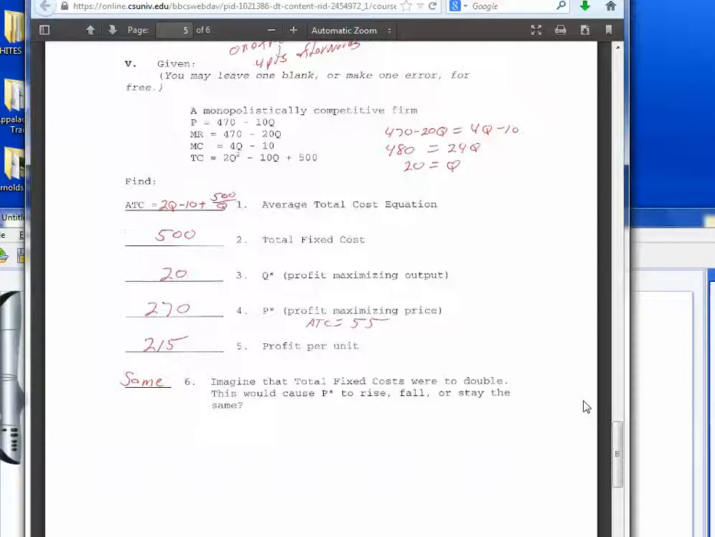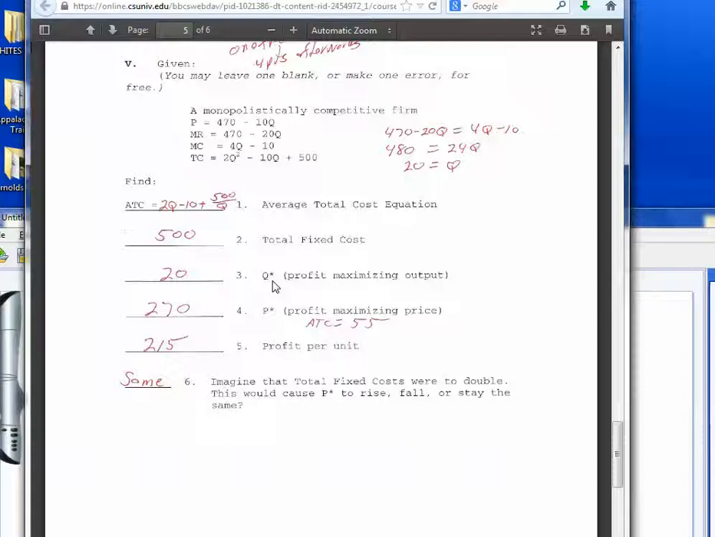Then it asks for total fixed cost. Okay, again, looking at the total cost equation, we know that total fixed costs are equal to whatever total cost is when output is 0. Remember, the fixed costs are those costs that exist no matter what the output is. So if you set output to 0, that Q becomes 0, that Q becomes 0, and so total cost is left to be 500, so that must be your total fixed cost.